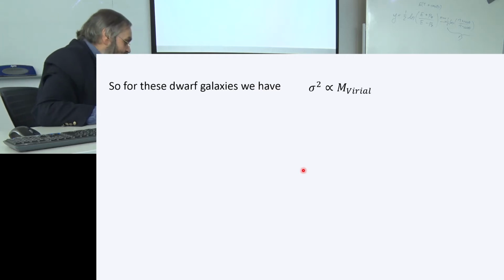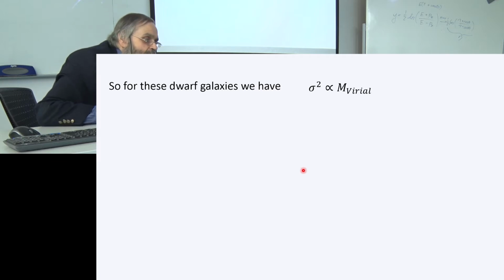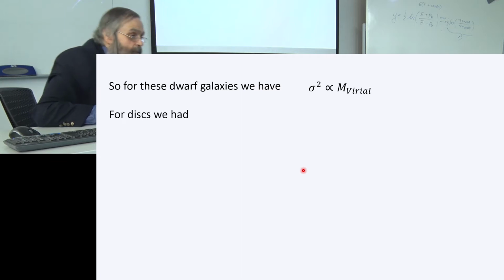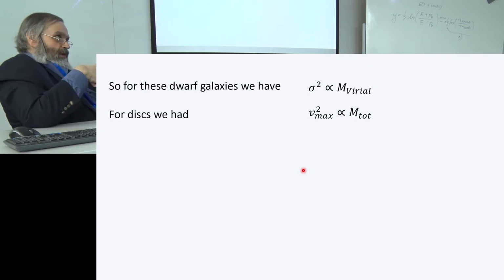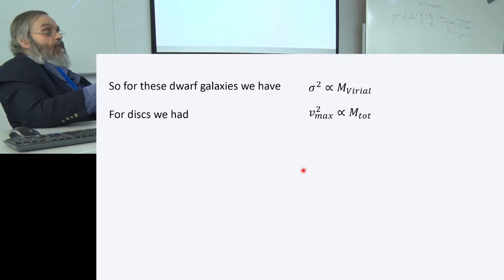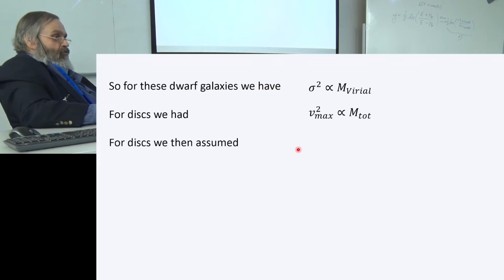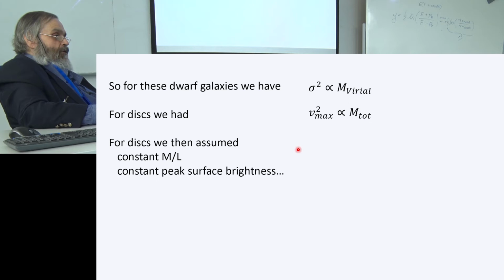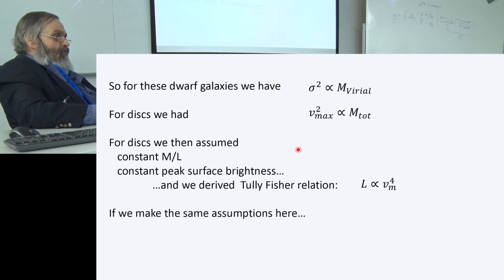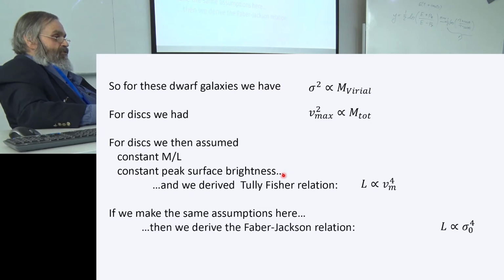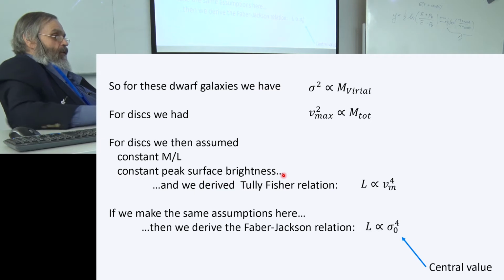So these dwarf galaxies have sigma squared proportional to the virial mass, and for disks we had the velocity squared proportional to the total mass. Remember, for disks we derived the Tully-Fisher relation. Now we're doing the Faber-Jackson relation, and we're going to make the same assumptions. For disks, we assumed a constant mass-to-light ratio and a constant peak surface brightness, and then we got the Tully-Fisher relation, L proportional to V max to the power 4. So we make the same assumptions here: constant mass to light and constant peak surface brightness.